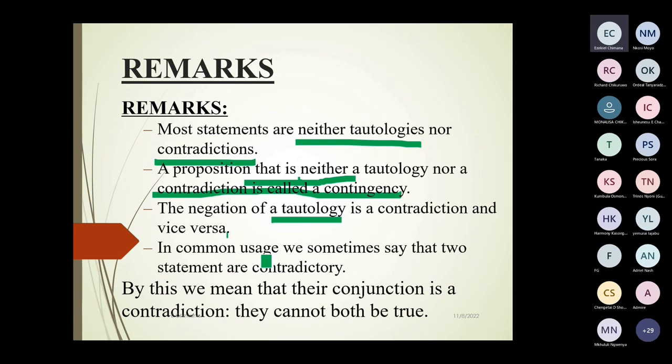Since here, if we negate this one, the negation of this one will give us true, which will be a tautology. In common usage, we sometimes say that two statements are contradictory. By this, we mean that their conjunction is a contradiction. They cannot both be true.